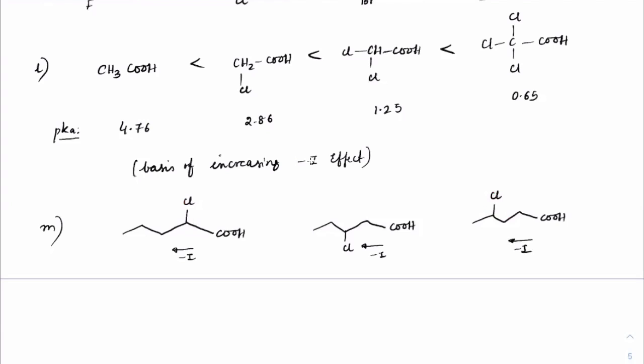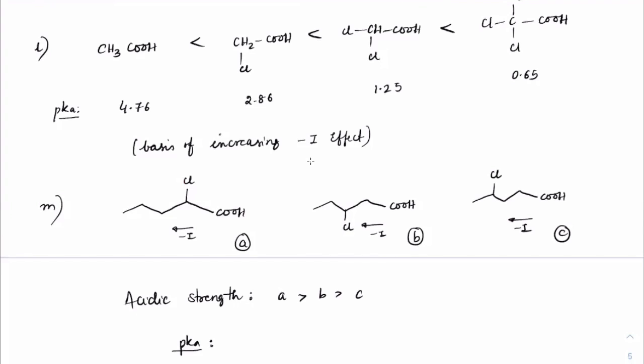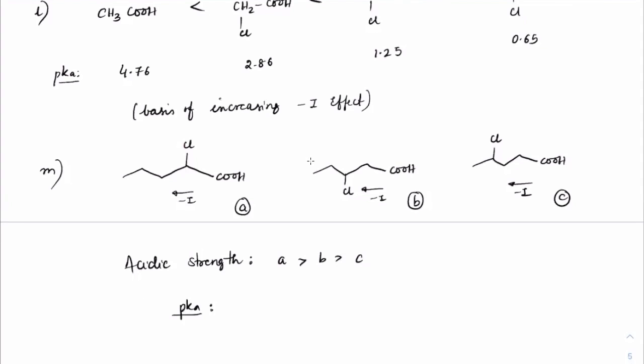Right, students? So suppose I call these A, B and C. Now how does the acidic strength vary? Correct. A greater than B greater than C. If we check their respective pK values, that will show that they are quite close in terms of acidic strength. This is around 3.2, 3.6 and 4.4.